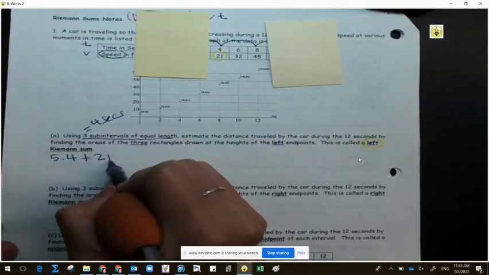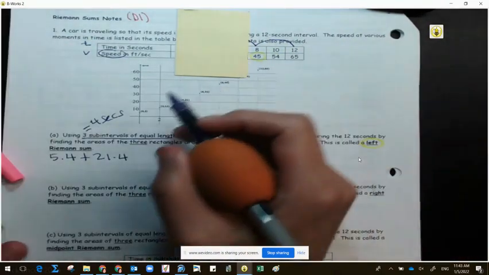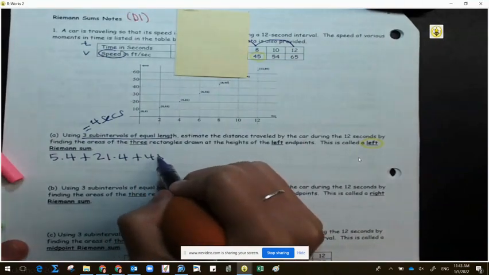So now let's go to my second subinterval. On our second subinterval, what is my lowest number, or the leftmost number? Did you guys say 21? That is right. So 21 times 4, and again, it's times 4 because it's going by 4 seconds each time. And my third subinterval, what is my leftmost number? 45. And again, I'm using my left number because it says the left Riemann sum. Is everybody okay with that?